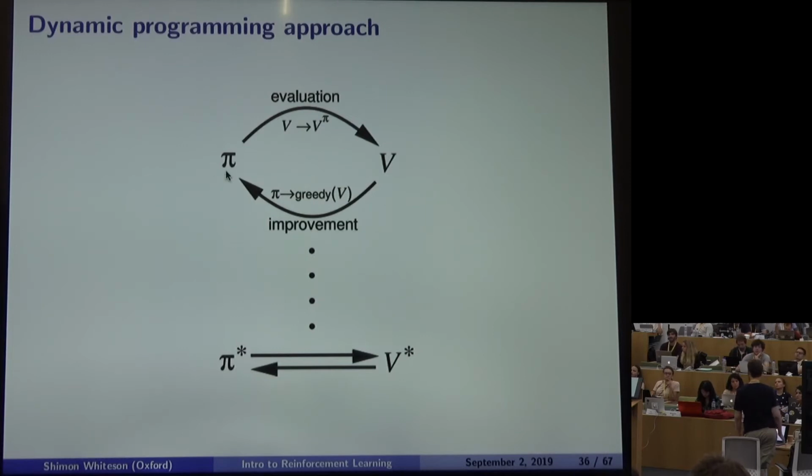Now we've changed the policy, so our policy evaluation is out of date. We're going to repeat policy evaluation, find the value function of the new policy, repeat the improvement, and so on. And this process will repeat until we converge to the optimal policy and the optimal value function.